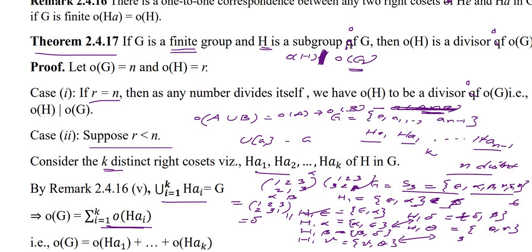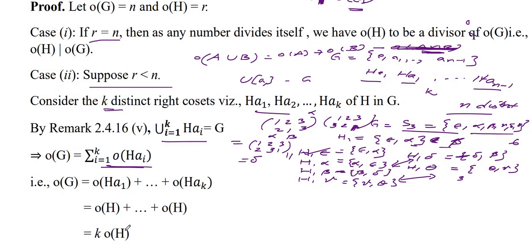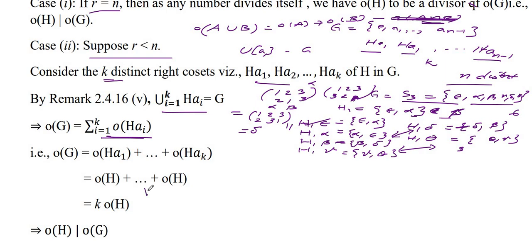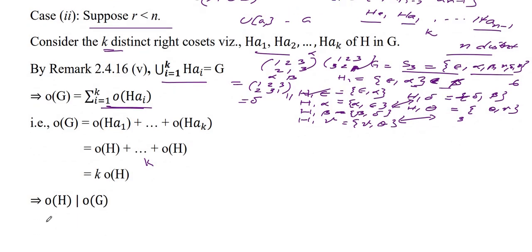But we just mentioned that order of HA is equal to order of H. Order of any right coset is the same as order of H whenever G is finite. So how many such order of H can we write? K times, because we have HA1 to HAK. So we have K times order of H. This in turn gives order of H divides order of G. This is what we need to establish.